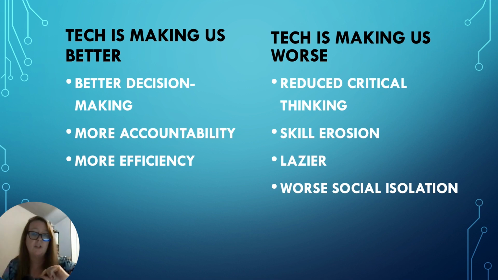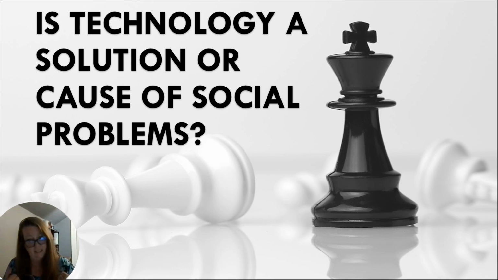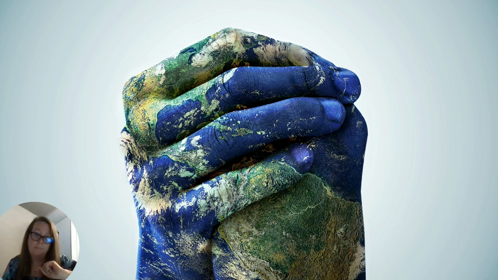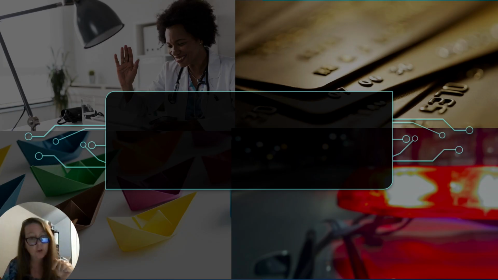Okay, now let's move on to the social level. Is technology a solution for social problems or a cause of social problems? Again, we'll take both sides. So, argument one. On top of making individuals better, all kinds of technology can solve social problems, making the world a better place. Technology can be a direct solution for social problems.